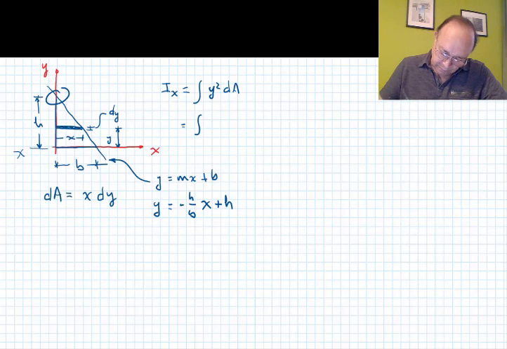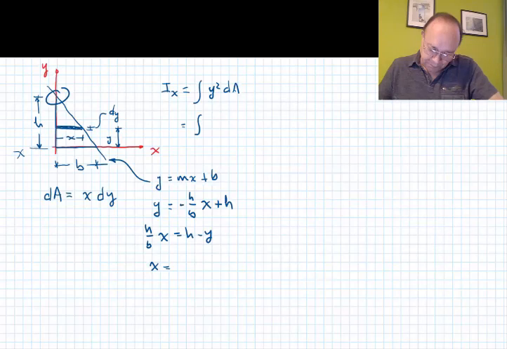So from here, h over b times x equals h minus y. So x equals b over h times (h minus y).